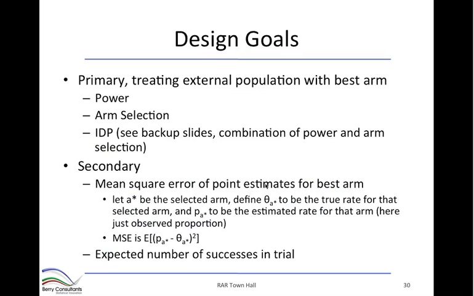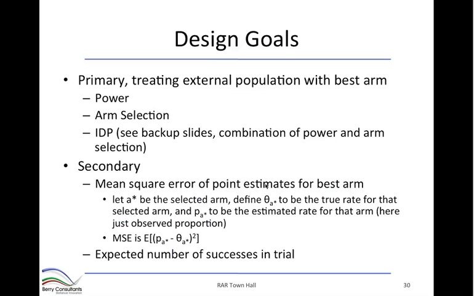Our secondary goals: I'm interested in the mean square error of point estimates for the best arm. Again, I'm emphasizing the best arm. So if I tell you at the end of the study, I want you to use arm 3, I think arm 3 has a 50% success rate, then what the mean square error would be is, well, what is the true rate for arm 3? We'd compare that 50% to whatever the truth is and compute the usual mean square error. I'm also interested in the expected number of successes in the trial.